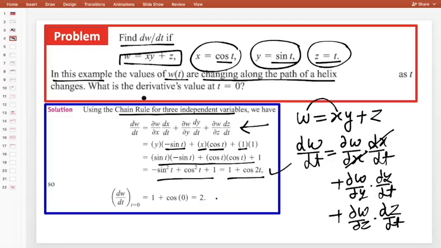Now next they are asking what is the derivative at t is equal to 0. So at the last we can put t is equal to 0. So what will you get? dw by dt at t is equal to 0.